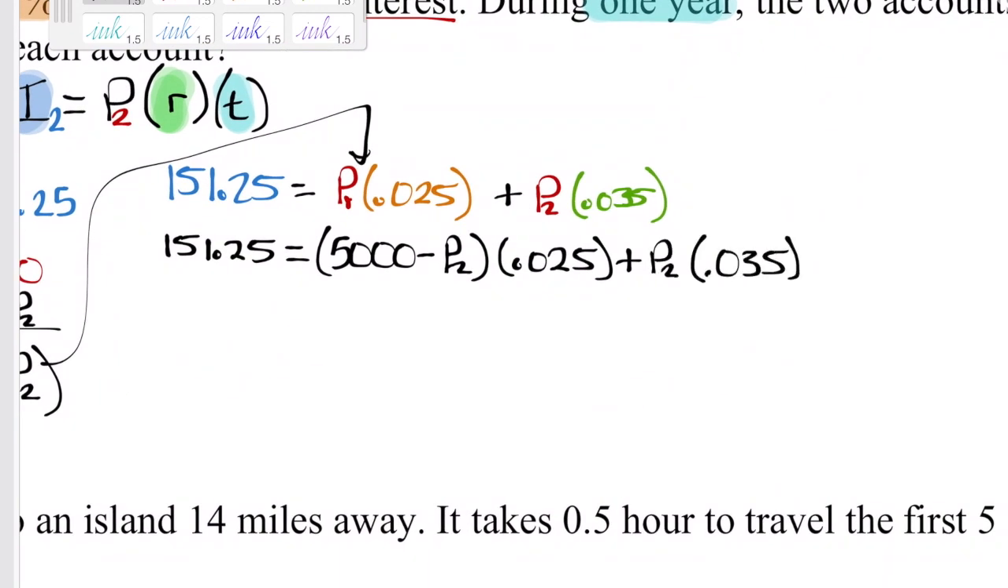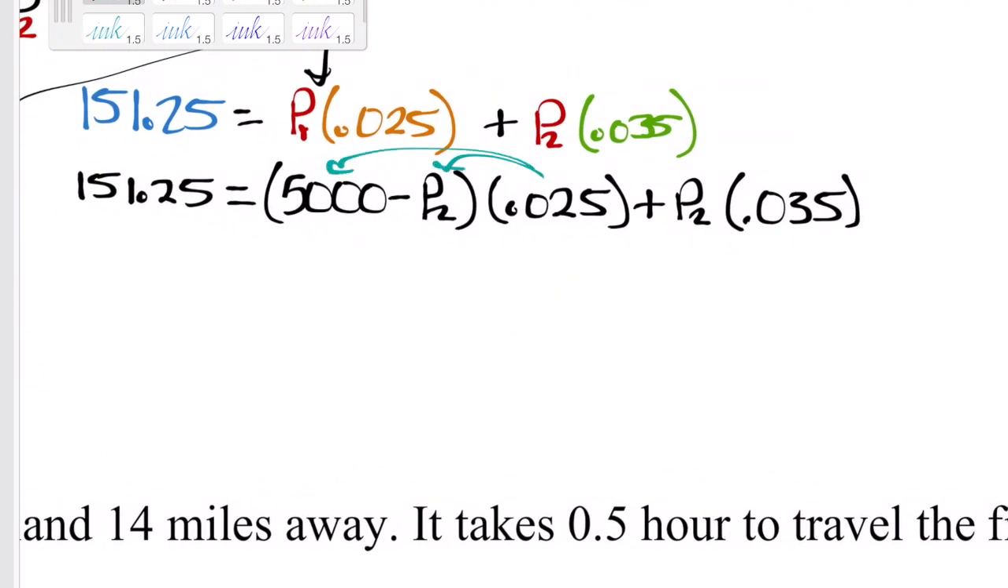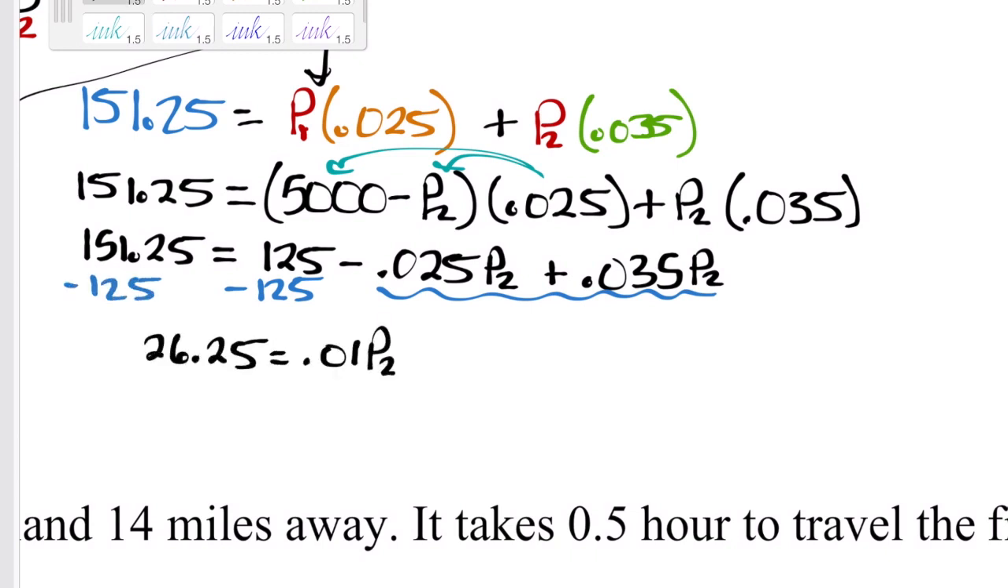From here, I'm going to do some distribution, use my calculator with some of these decimal points, and I'm going to solve for P sub 2. So I can combine my like terms here that I have with my P sub 2's: 0.035 minus 0.025. I can also subtract this 125 over. And the last bit is just to divide by my 0.01. And that'll give me the principal amount, which would be 2,625.